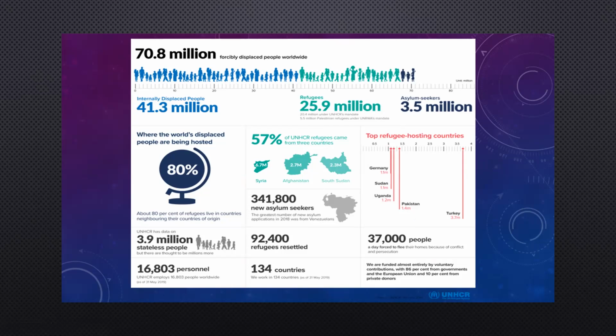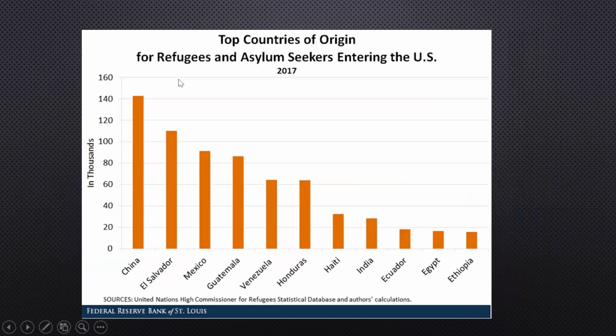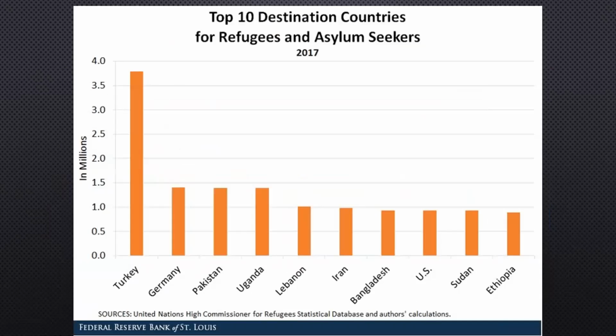All right. So yeah, the top 10 destination countries for refugees and asylum seekers. Again, you can see what this is, and by and large, Turkey. When we think of the United States hosting refugees and asylum seekers, we can see the top countries of origin: China, El Salvador, Mexico, Guatemala, Venezuela, Honduras. So a lot of it is local. Central America, South America.